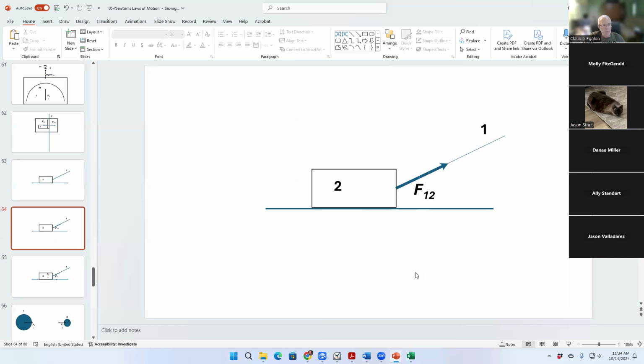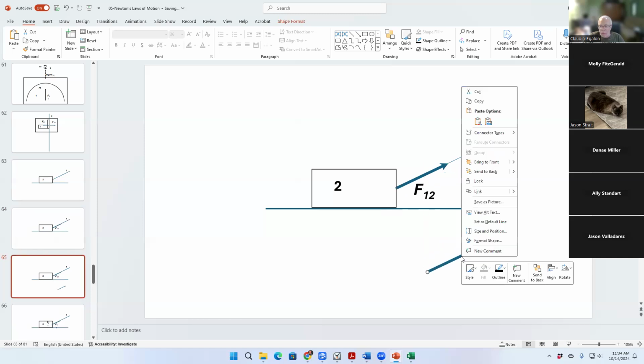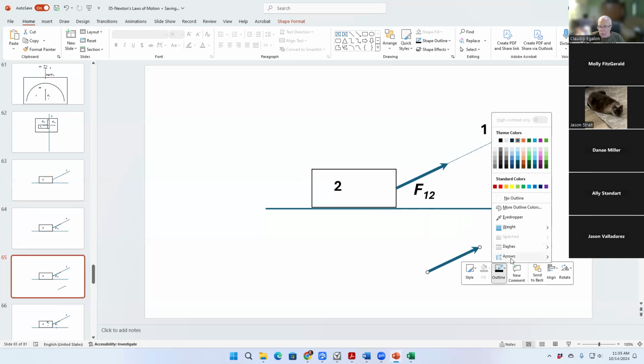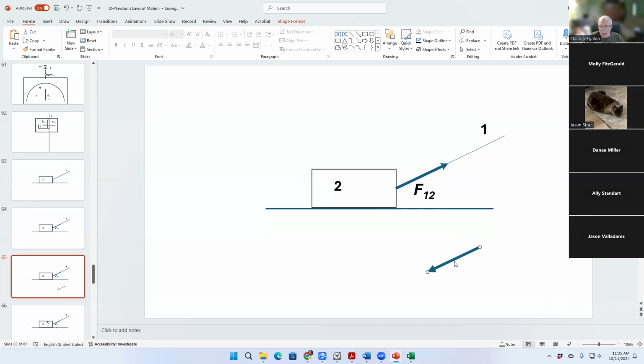The string is interacting with the block. Consequently, the block is interacting with the string. And all I have to do is to invert the direction of the force.